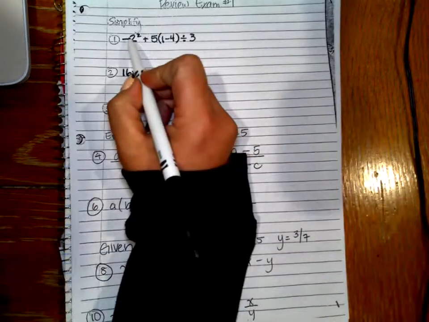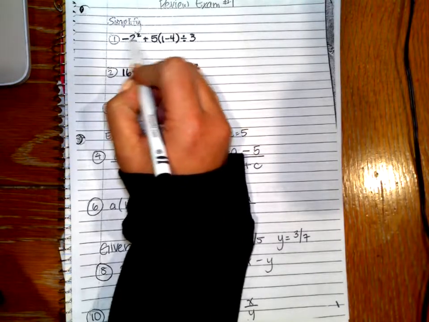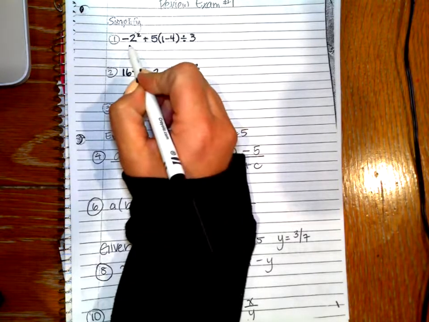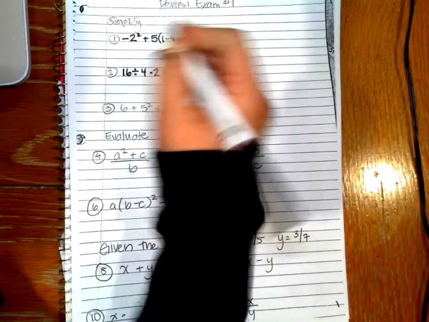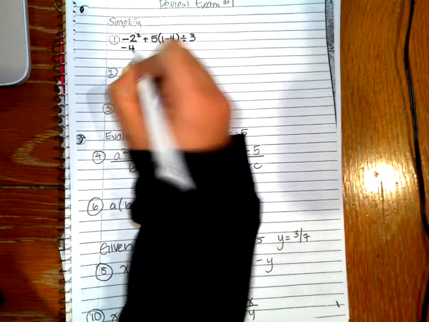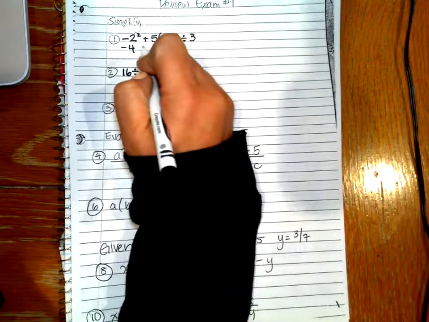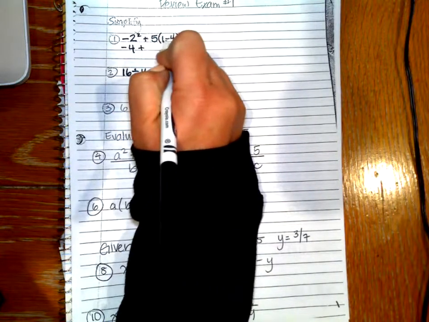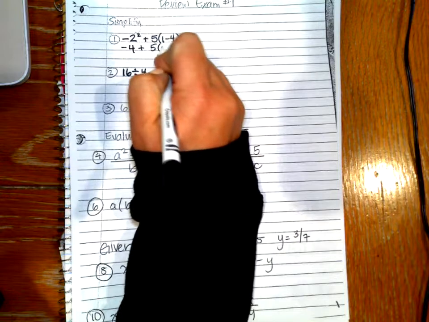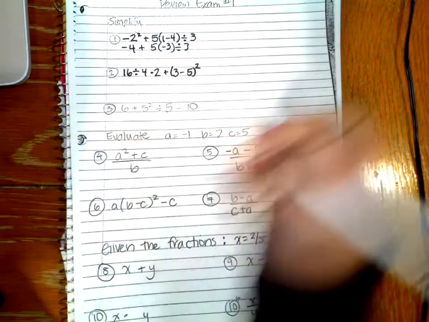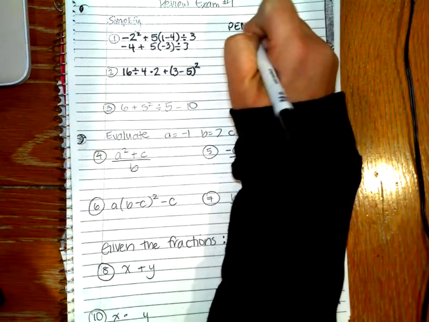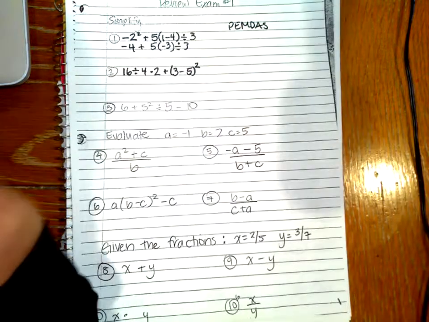This is always the tricky one because this is negative 2 squared. It's not the quantity negative 2 squared. So this right here is actually negative 4. Plus, we're going to deal with this. This is 5 times negative 3 divided by 3. Order of operations, remember all of this falls under PEMDAS.